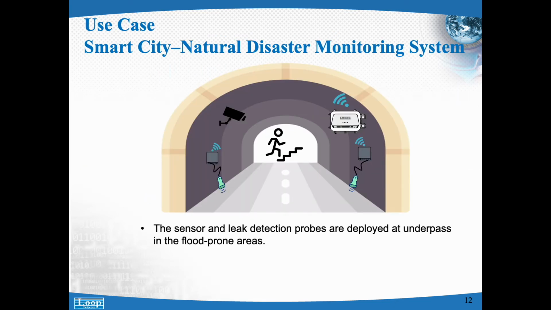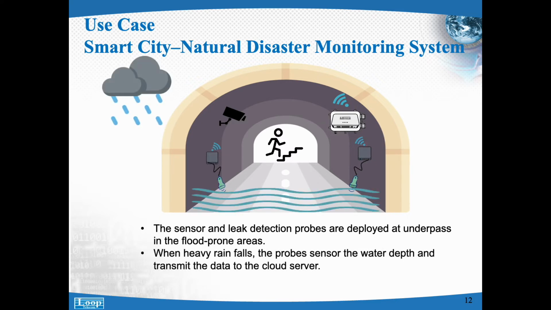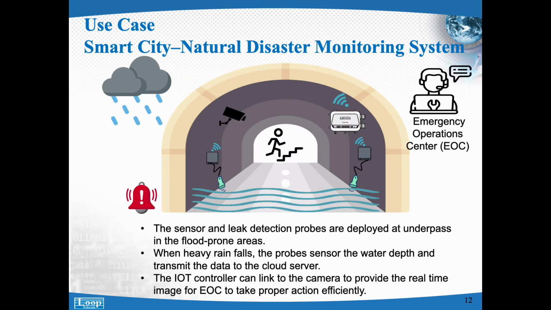The sensor and leak detection probes are deployed at underpass in the flood-prone areas. When heavy rain falls, the probe senses the water depth and transmits the data to the cloud server. The IoT controller can link to the camera to provide a real-time image for EOC to take proper action efficiently.